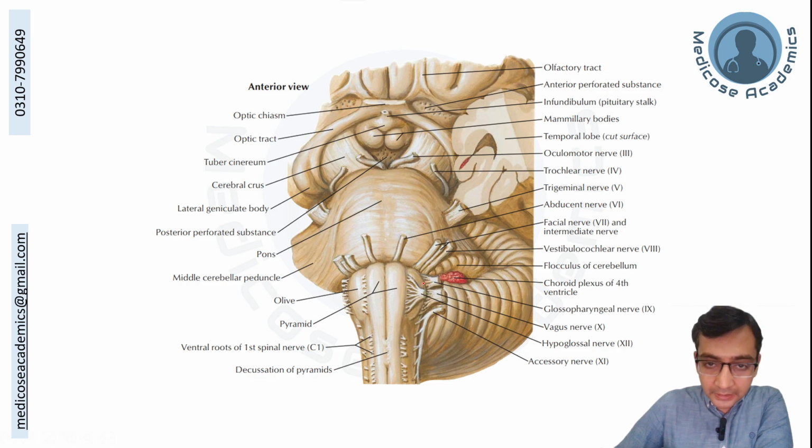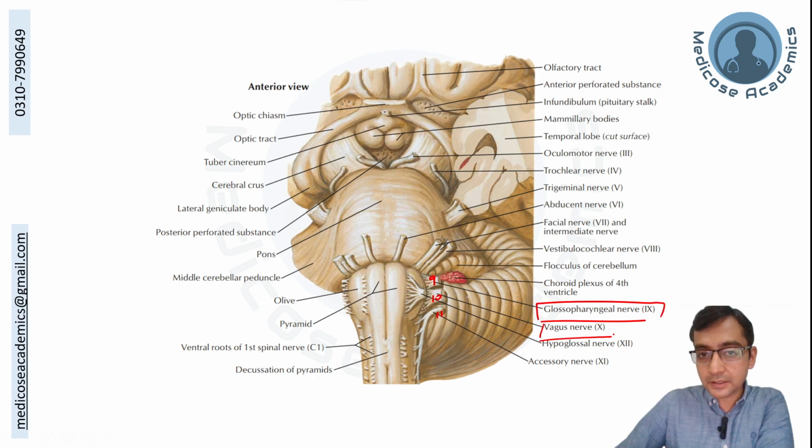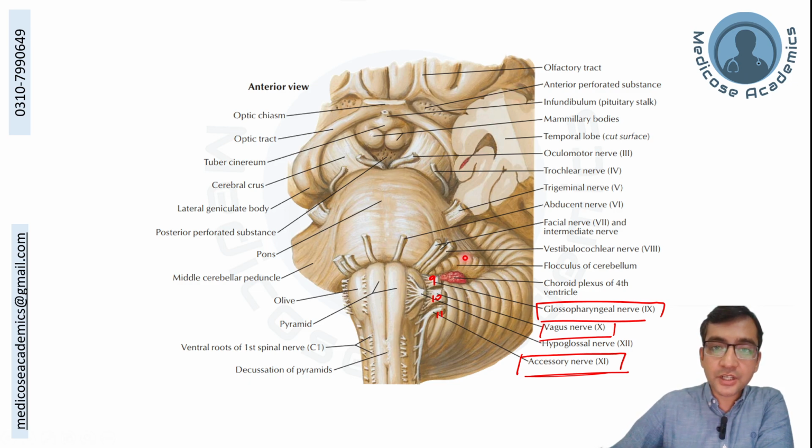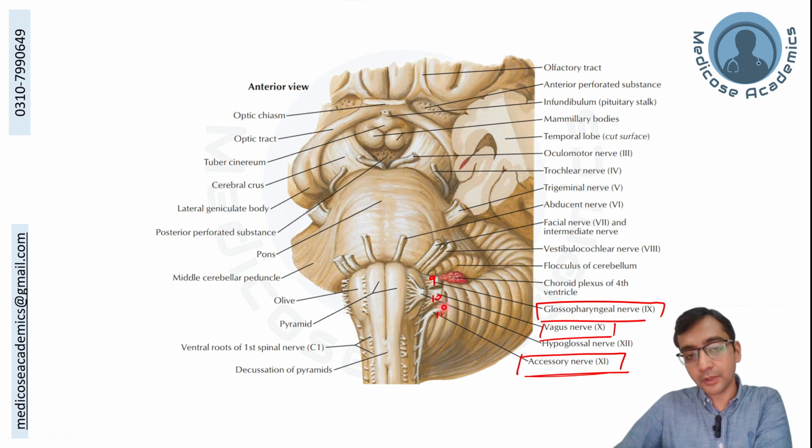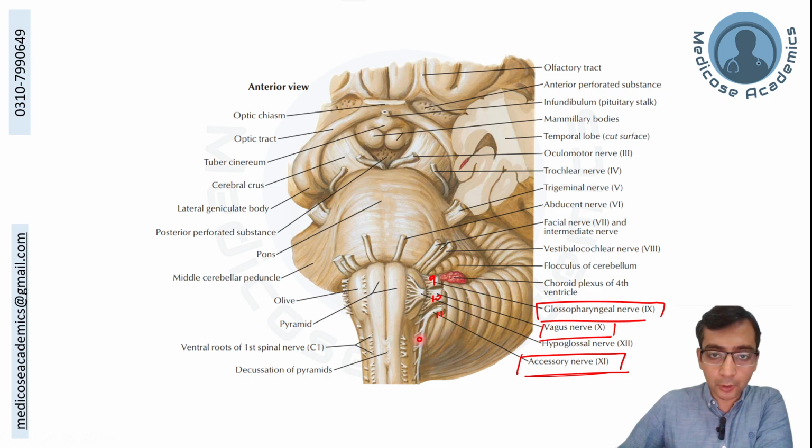Then behind the olives and in front of the inferior cerebellar peduncle, there are three cranial nerves. To be more specific, cranial nerves number 9, 10 and 11. These three cranial nerves are the glossopharyngeal, vagus and accessory nerves respectively. They emerge from above downwards from the junction between the olive in front and the peduncle behind. So these are the few features that are visible on the anterior aspect of the medulla oblongata.